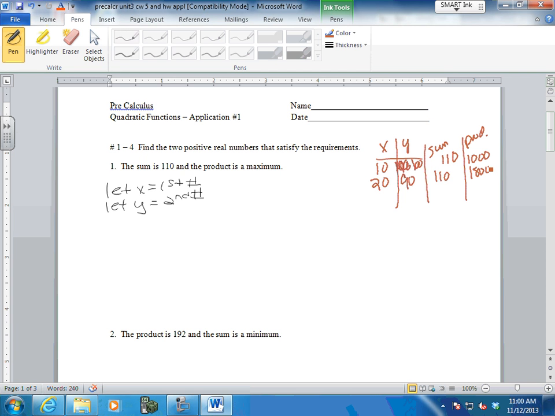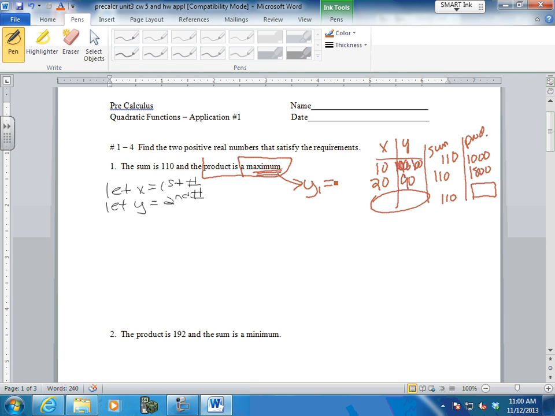Yes. Right. So my goal is to find two numbers that when I add them up, I get 110, but this product will be the highest number I can get. Now I can stand here and try this for a long time, or we can make formulas out of this. So the rule is whenever you maximize or minimize, this is going into your y1. That's what's going into our calculator. That's what's going to make this parabola.